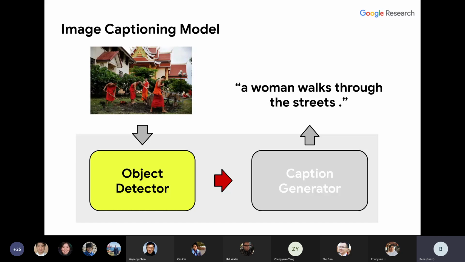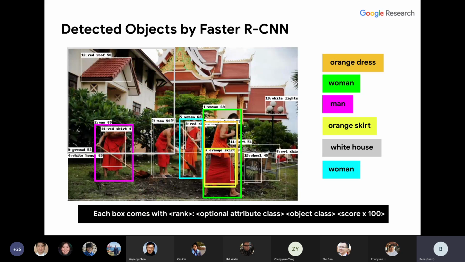Here's a popular object detector called Faster RCNN. I run this Faster RCNN on this image. It draws boxes and tells me what these boxes are, and you get something like orange dress, woman, man, orange skirt, white house, woman. Once you see this, it's not very surprising anymore that you get that kind of caption.